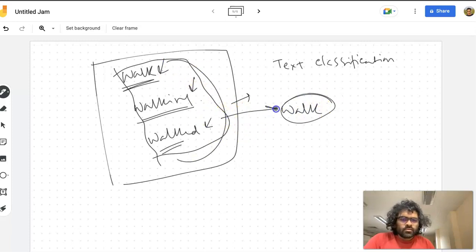Why not just pass work? This will reduce the model complexity. For these three words, maybe we just pass work, and it is also preserving the meaning. So we are preserving the meaning, but with a reduced cost. This is one example of why we go for stemming. When there are multiple variants of a single word, we want to keep the root word to reduce the model complexity.